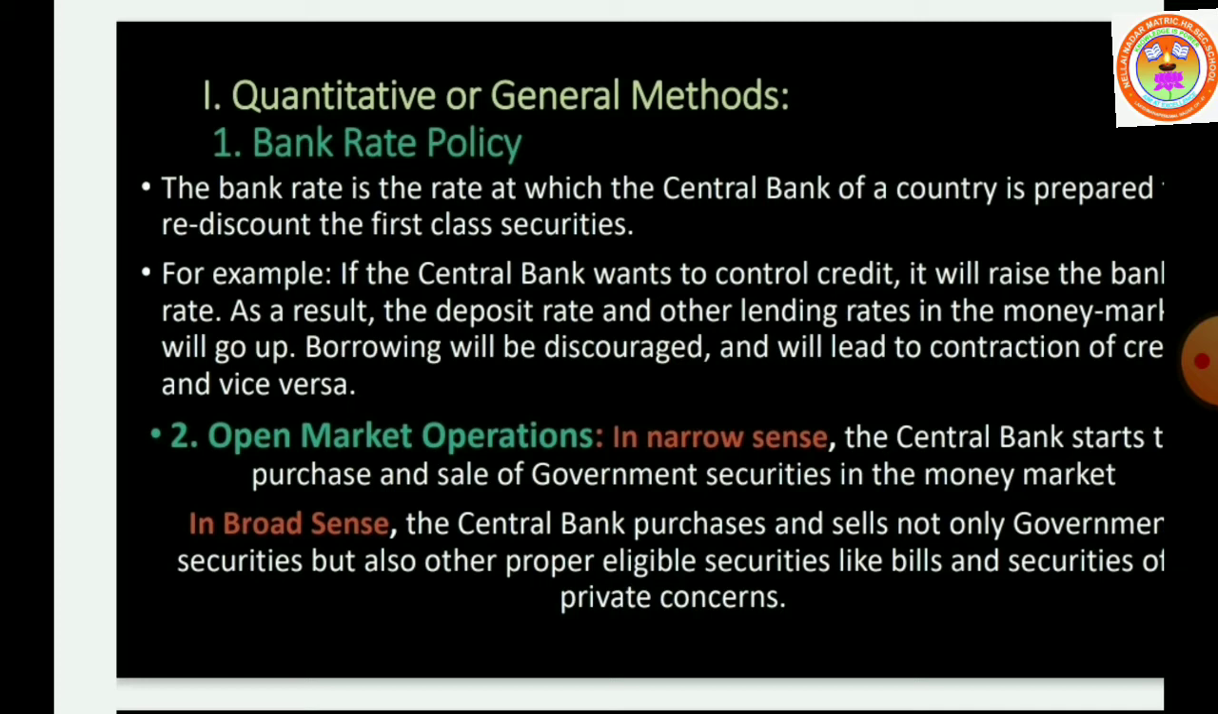In narrow sense, the central bank starts the purchase and sale of government securities in the money market. In broad sense, the central bank purchases and sells not only government securities but also other proper eligible securities like bills and securities of private concerns. When the banks and the private individuals purchase these securities, they have to make payments for these securities to the central bank.